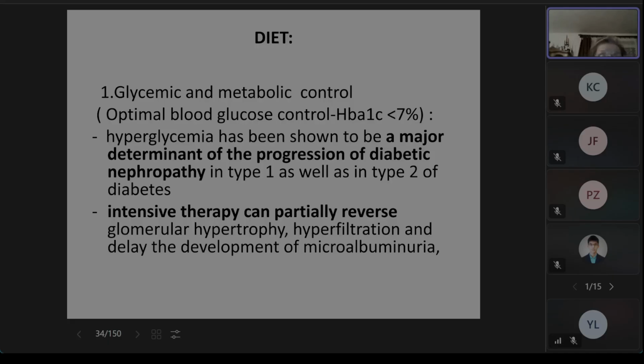So in order to get a good glycemic and metabolic control, the point is intensive therapy to achieve good values of glycemia. Good glycemic control can lead to reverse glomerular hypertrophy, hyperfiltration, and in fact to delay the development of microalbuminemia.